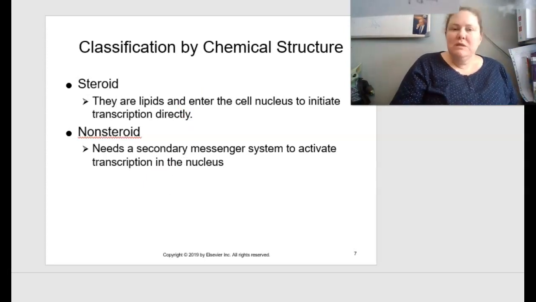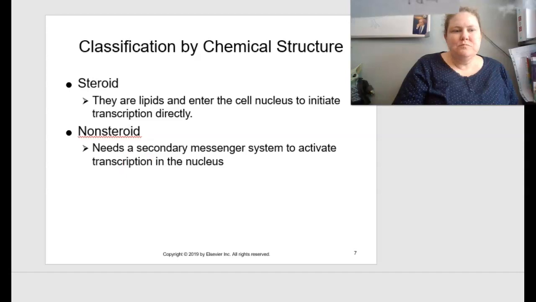All right, so we're going to be classifying these by chemical structures. And the two main ones are going to be either steroidal or non-steroidal. If they belong in the steroid classification, then these are going to be those lipids, and these are going to be able to enter the cell nucleus in order to initiate the transcription directly. Whereas if it's non-steroidal, then this is going to need a secondary messenger system to help activate the transcription in the nucleus. So transcription is again going from DNA to RNA, and then translation is RNA to the actual protein.